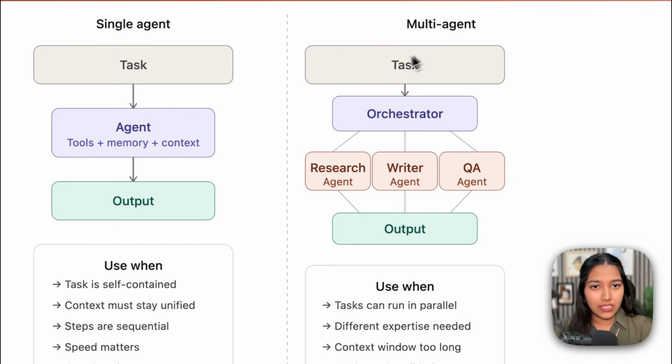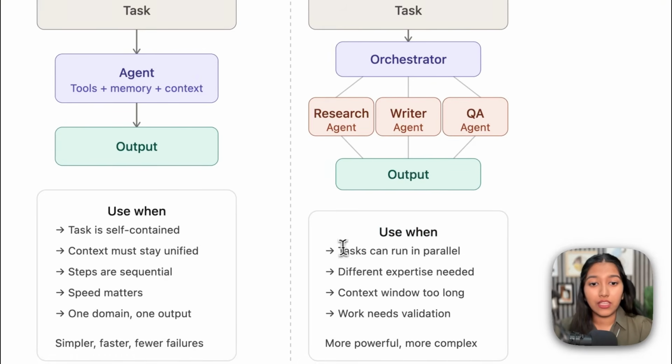In case of a multi-agent setup, we give it the task, it goes to the admin or the orchestrator, which then delegates to the team members. In this example, we have the research agent, the writer, and the QA agent. And based on all of the outputs received from these different teammates, we get the final output from the orchestrator.